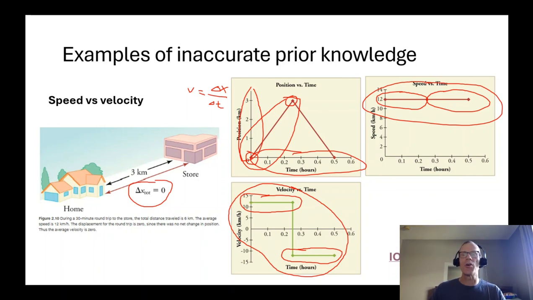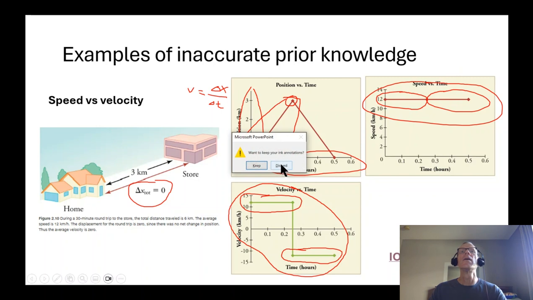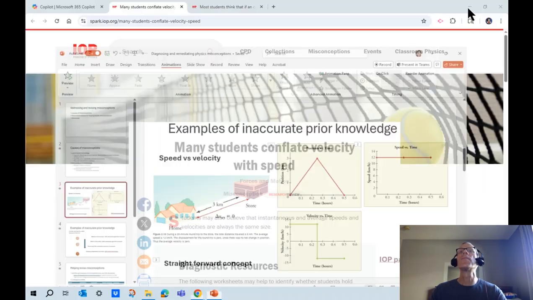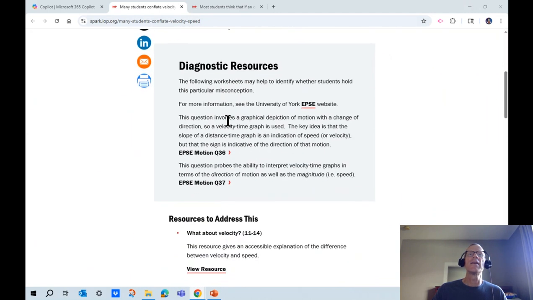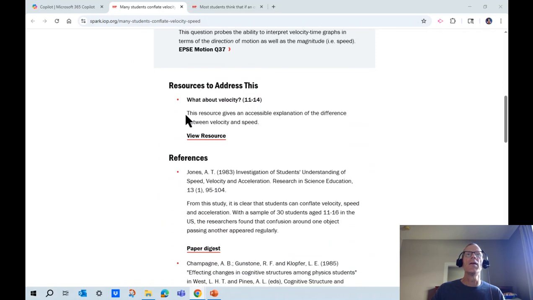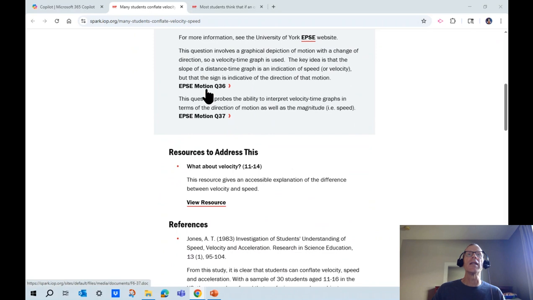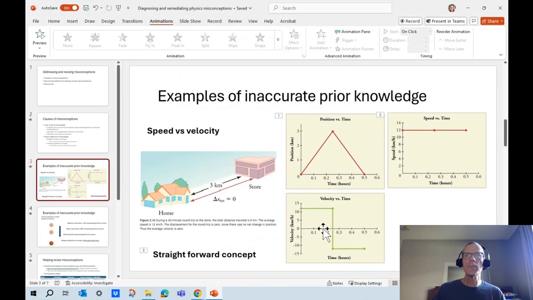The Institute of Physics, a British organization, has some great information about this. And this is the generic phrasing of that. Many students conflate velocity with speed. So this describes that, gives you some diagnostic resources to help you see if this is something that your students have a belief in, and then a way to address this. So these are hot links here and hot links here. And there's a URL here that is actually hiding behind my picture. It just says IOP page about this.